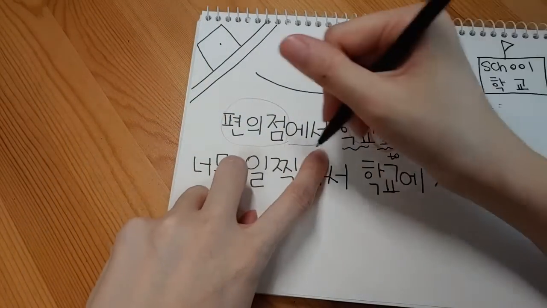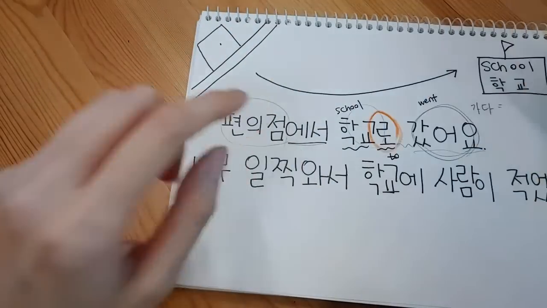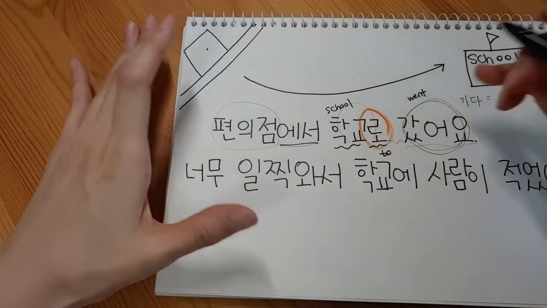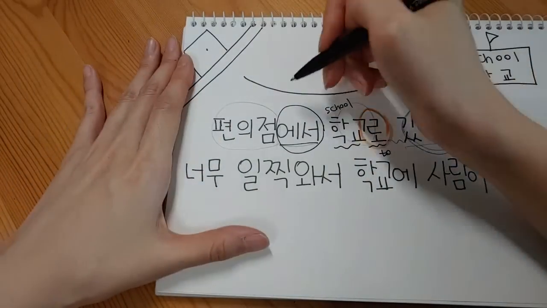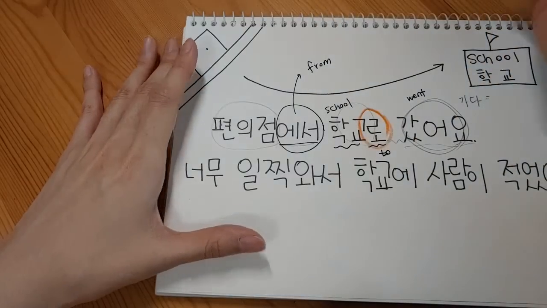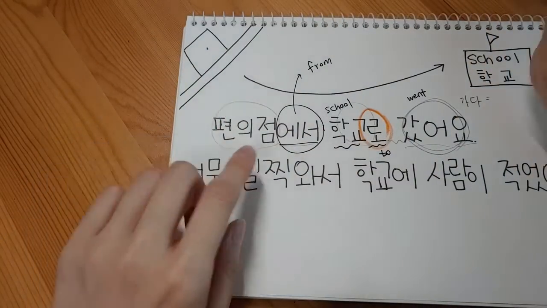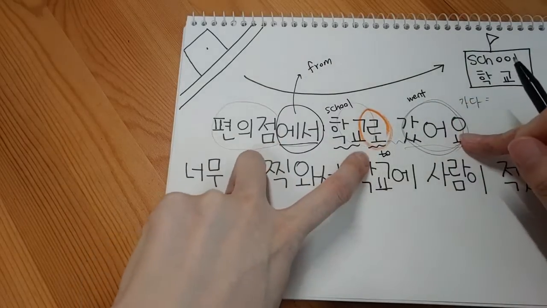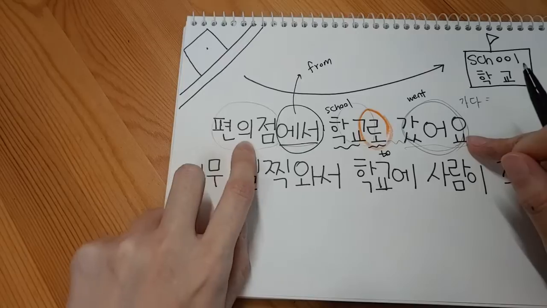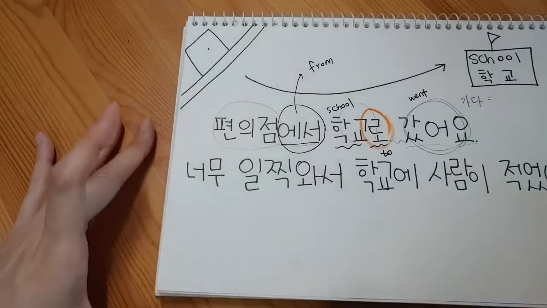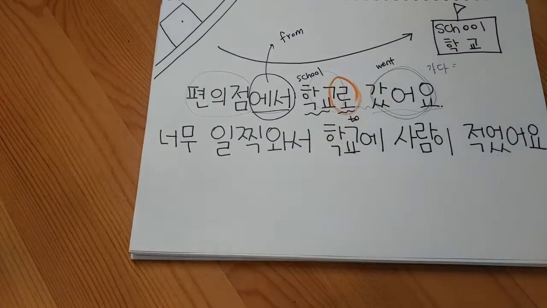So 편의점에서. And here, you might guess that this means in the convenience store. However, 에서 also has another meaning, which is from. So in this context, this means from the convenience store, I went to school. 편의점에서 학교로 갔어요. And the next sentence is a little bit complex.